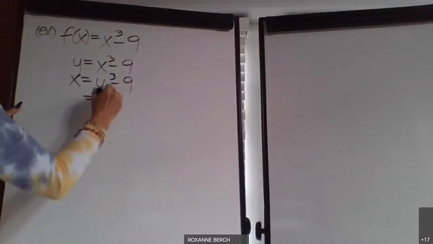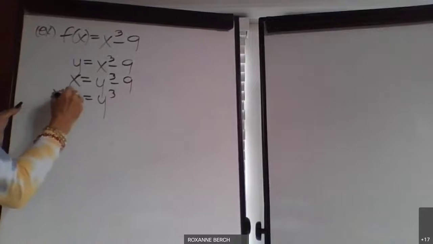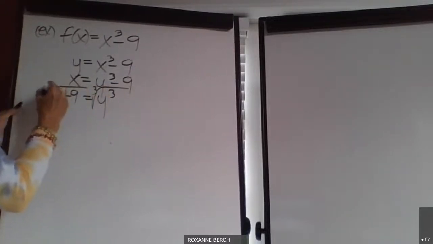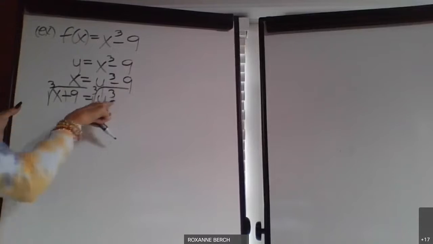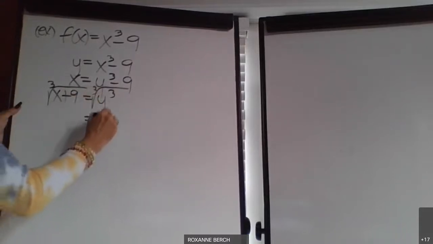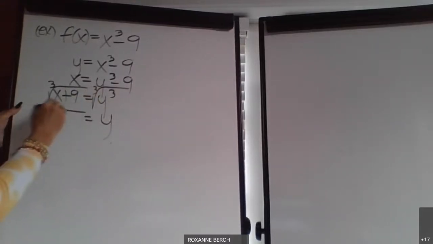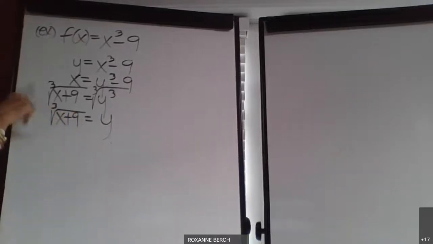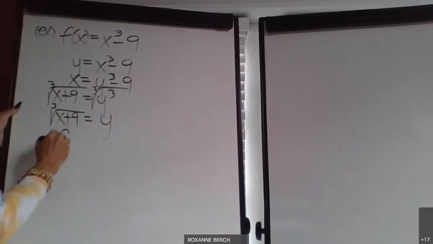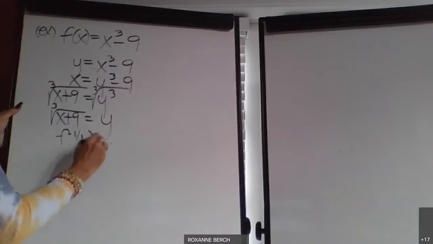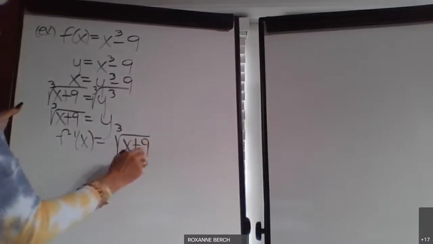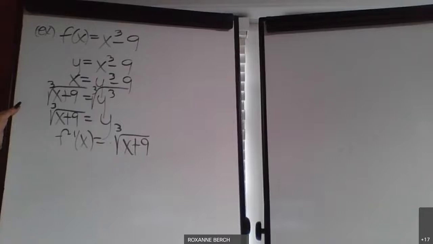Solve for y, so add 9. Take the cube root. So the cube and the cube root undo each other. So this would be the cube root. Don't put plus or minus. When the index is odd, you don't put plus or minus. So the inverse then is the cube root of x plus 9, which is the cube root shifted left 9.